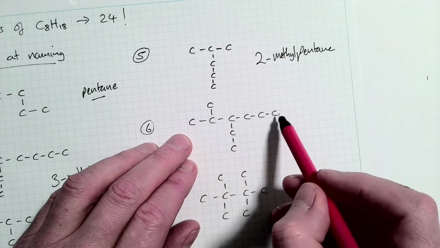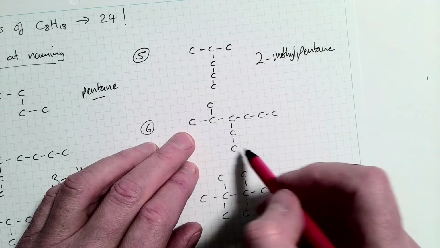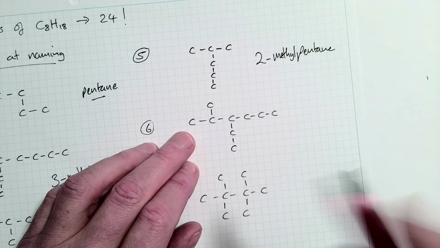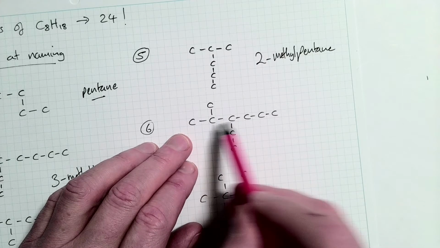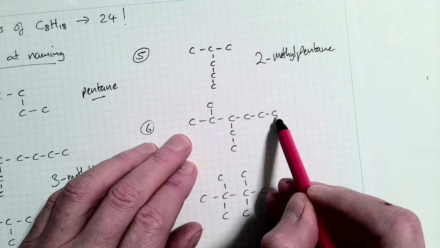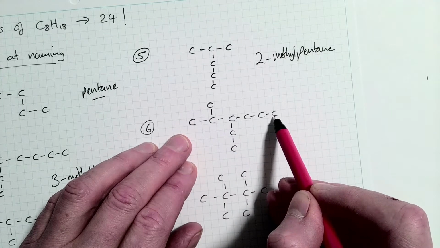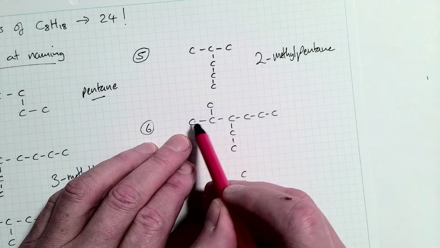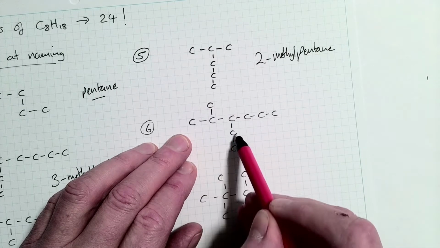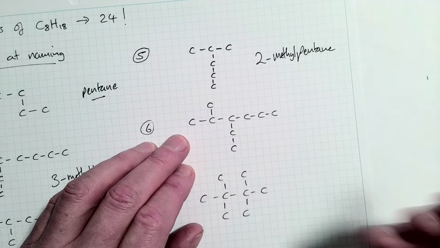Let's have a look at this fella. There are more carbons on here than you'll see in your National 5 exam because this is a 9-carbon chain. Well, there's 9 carbons in this structure. So let's have a look. 1, 2, 3, 4, 5, 6 going that way. 1, 2, 3, 4, 5 going that way.